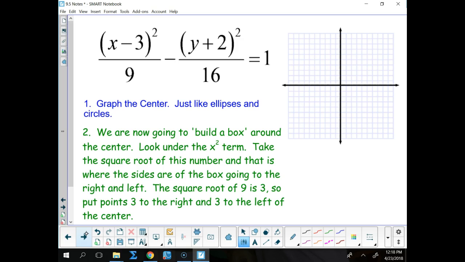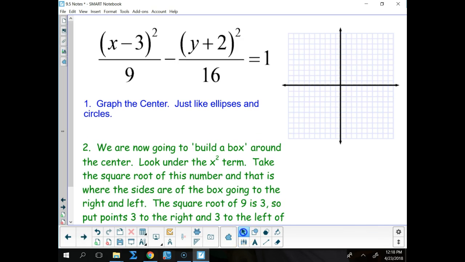Then, just like with circles, just like with ellipses, we're going to graph the center. Where is the center of this particular hyperbola? It's 3, -2. So we think oppositely because they're in parentheses. It looks like -3, we think +3. Looks like +2, we think -2. So my center is right there.